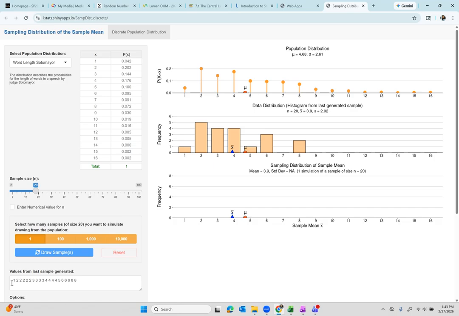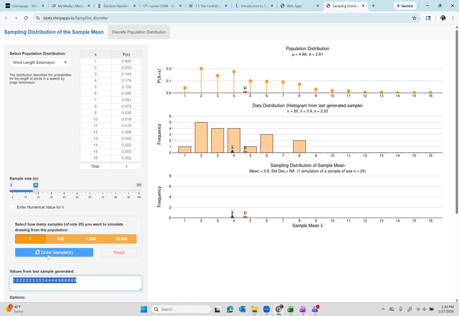So that sample had these 20 words. The highest was 8 letters. And the frequencies are shown here. Again, most of them were 2, 3, and 4, since they are very descriptive of the population, it looks like. The mean length of words in the judge's speech, the mu of the population, is 4.68. And this particular sample ended up with a mean of 3.9 and a standard deviation of 2.02 instead of 2.61.